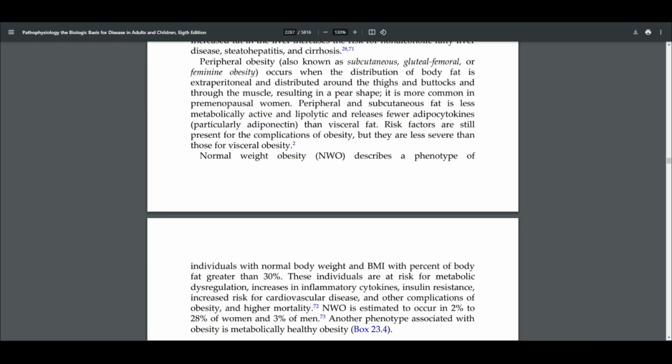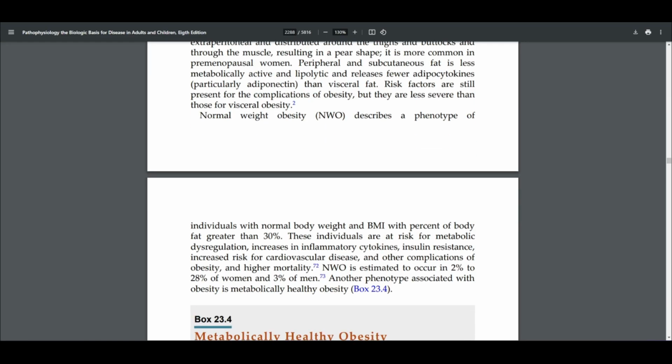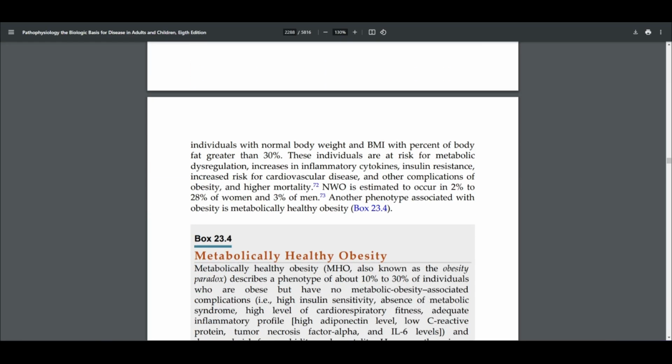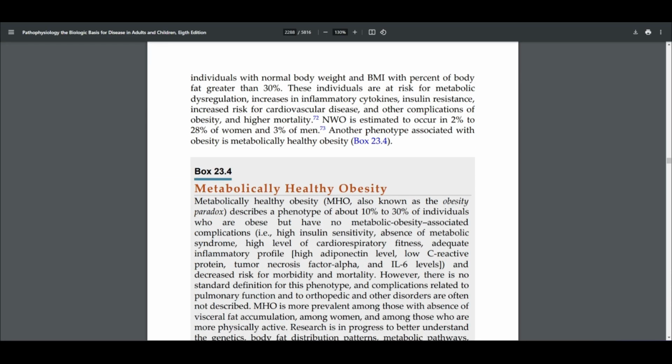Normal weight obesity, NWO, describes a phenotype of individuals with a normal body weight and BMI, with percent of body fat greater than 30%.